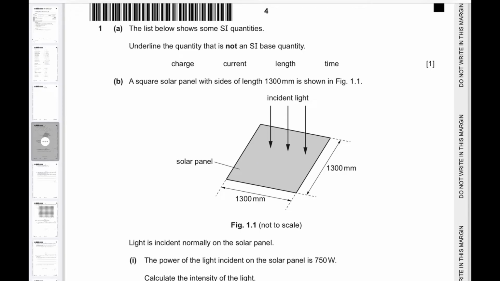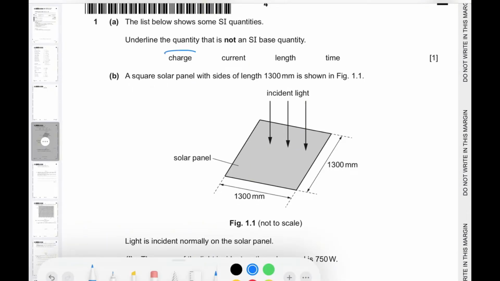Question 1a, the list below shows some SI quantities. Underline the quantity that's not an SI base quantity. So these quantities include mass, length, time, current and temperature. Charge here is not an SI base quantity.